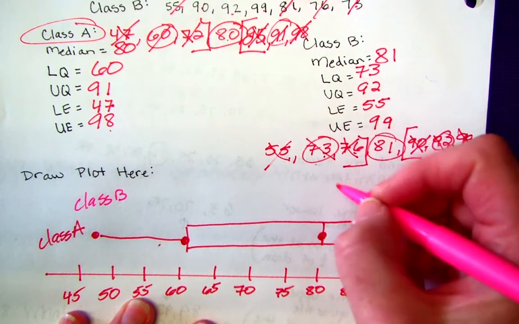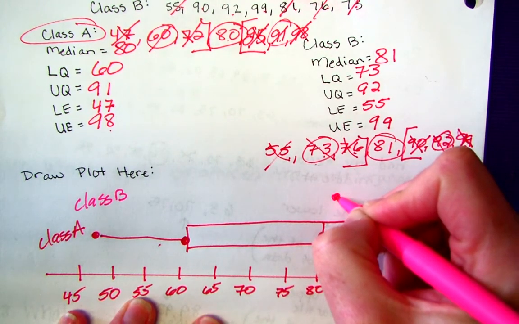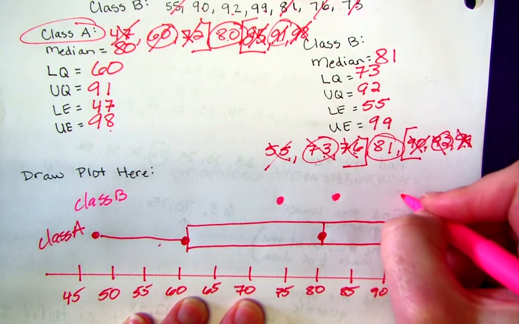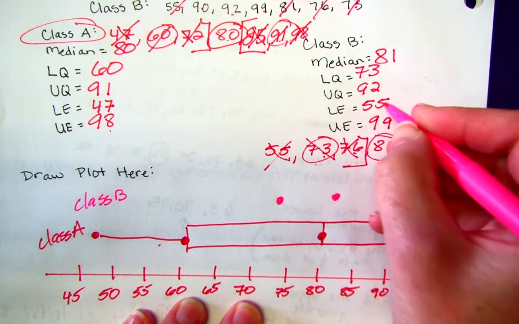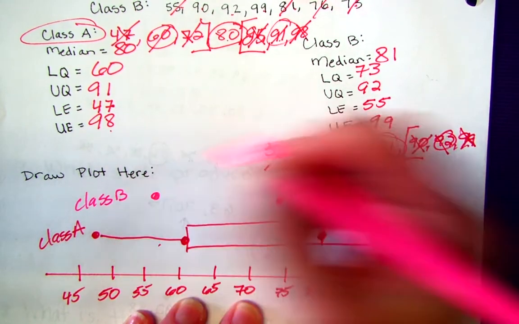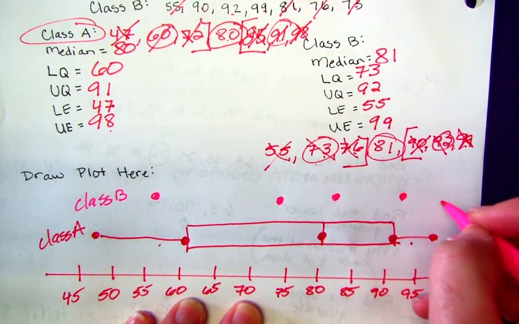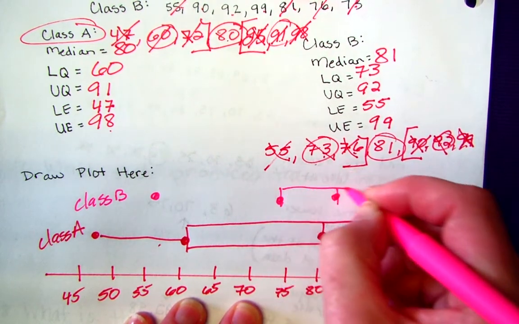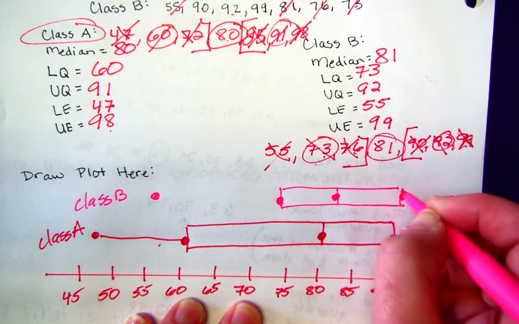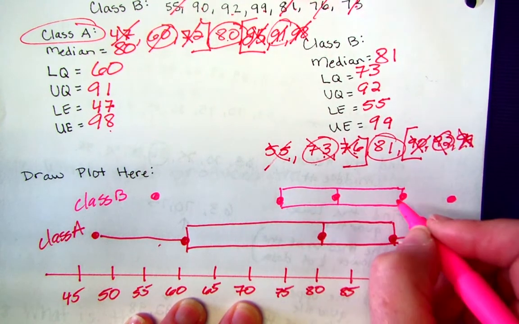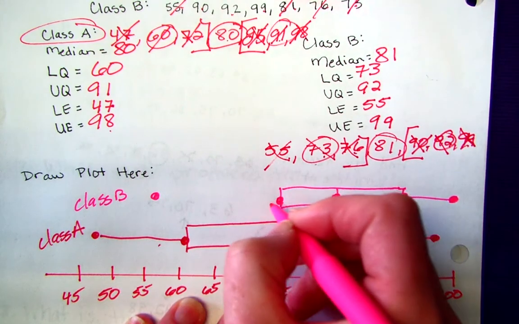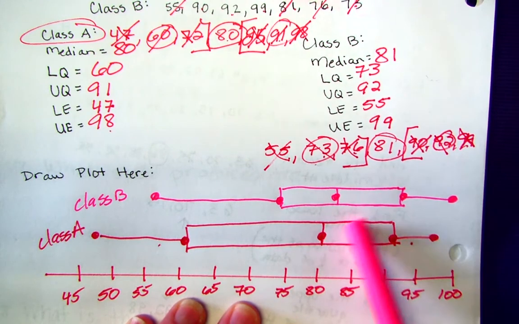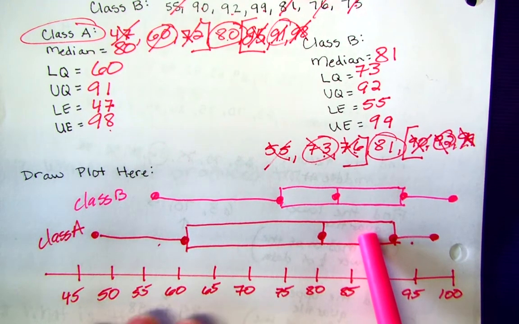The median is 81. The lower quartile is 73. The upper quartile is 92. The lower extreme is 55. And the upper extreme is 99. So it's right here. So the middle 3 make my box. So 50% of my data is in this, in between my quartiles. The upper whisker is 25% and my lower whisker is 25%. And that's Class B. So here I have my 2 classes represented.